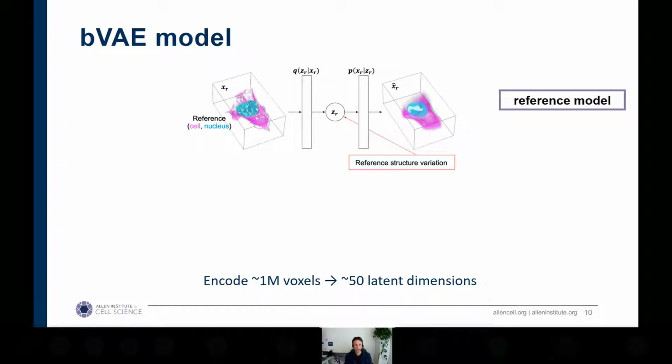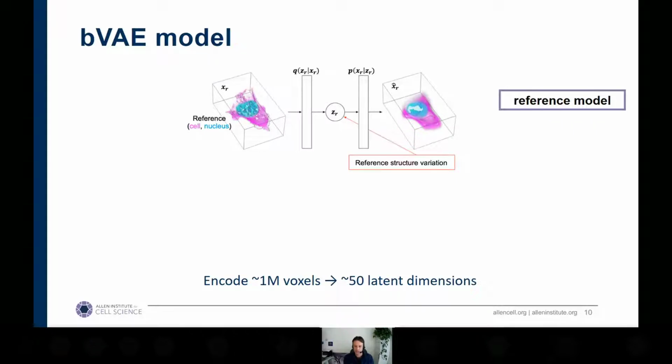Our computational model consists of two parts. The first one, we call it the reference model. So this is a typical autoencoder model that consists of an encoder, which encodes the about 1 million voxels that we have in such an image into a latent representation that is a much smaller number of dimensions, giving us ZR, which is a generative model. And then we have a decoder that takes this latent representation and returns a reconstruction.